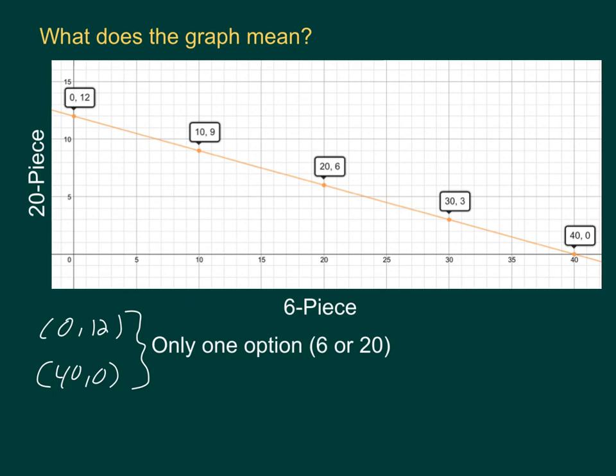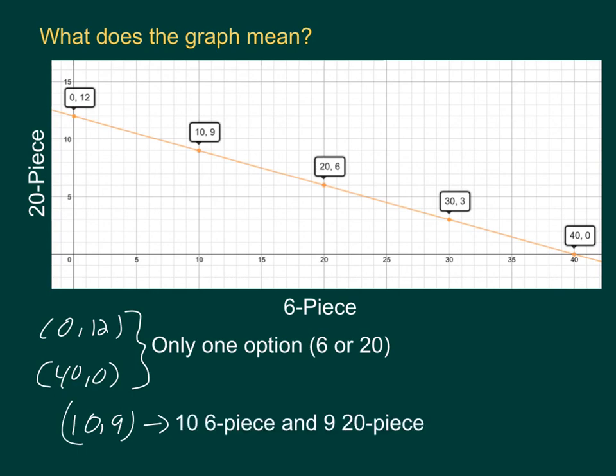But I have 3 other points highlighted, and those are if I mix it up a little bit. For example, I could get 10, 9 here. This corresponds to getting some 20-piece, some 6-piece. Specifically getting 10 6-piece orders and 9 20-piece orders. The 10 6-piece orders would be 60, and the 9 20-piece would be 180. Together that gives us the 240 we want.